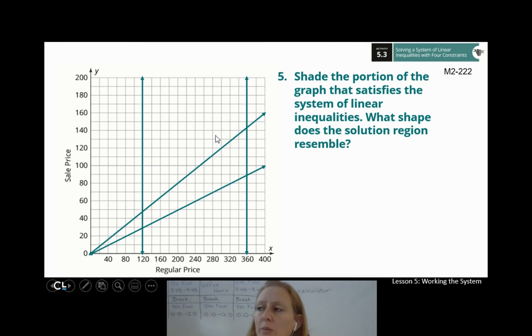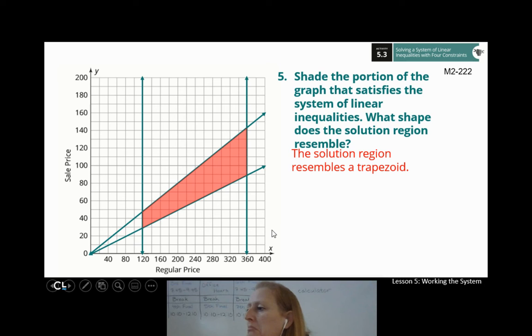So I erased all my shading, and I realized it was between these guys and between these guys. So it has to be this little chunk in here. And it kind of looks like a trapezoid. We'll play more with trapezoids and shapes and more geometry type stuff on the coordinate plane in the next unit. But for now, I've got one set of parallel sides, right? Two sides that are parallel. That certainly makes that a trapezoid. Good job, us.